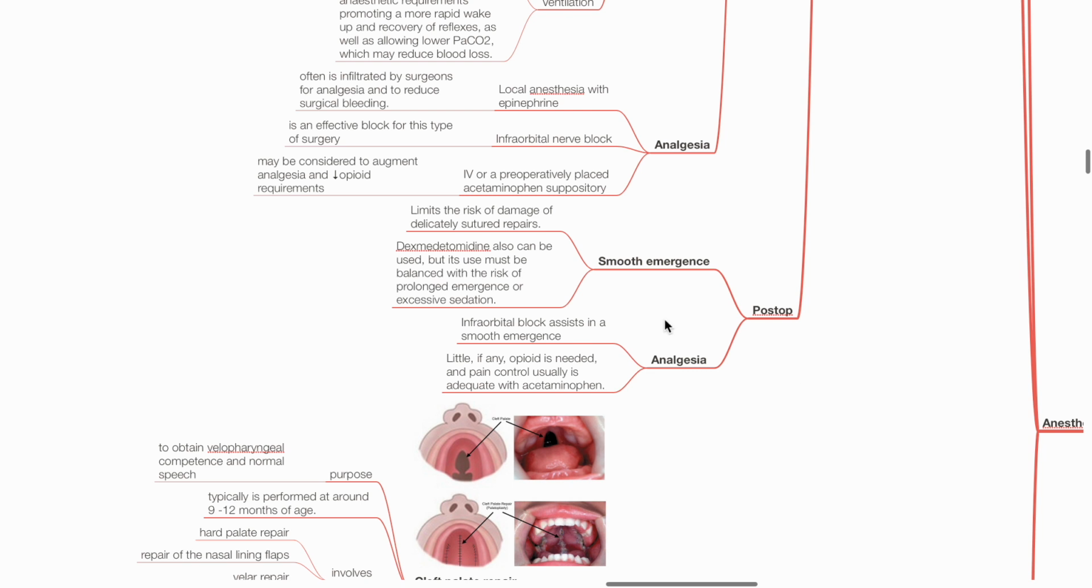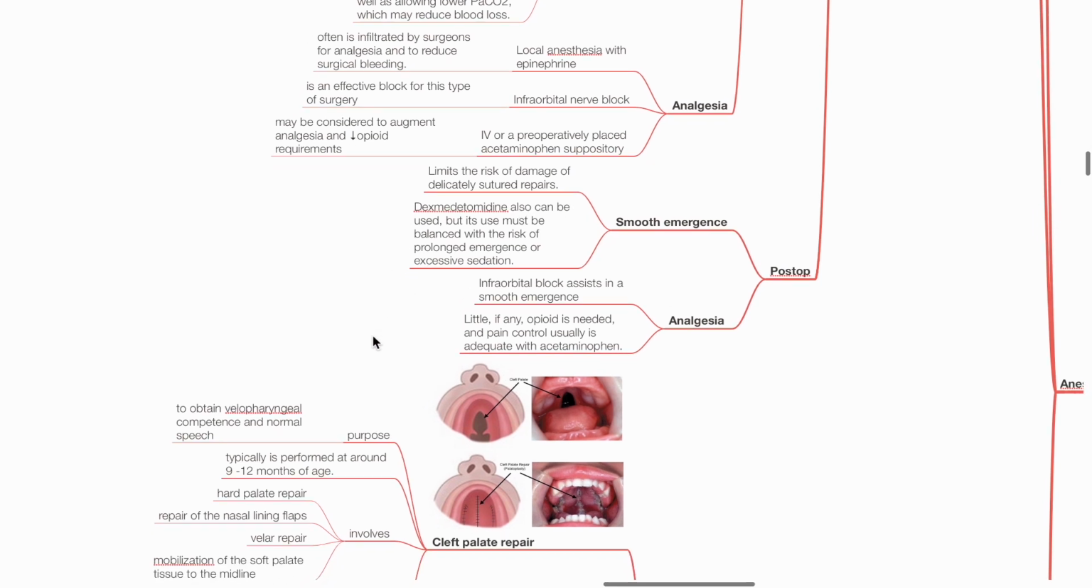Postoperatively, ensure smooth emergence to limit the damage to delicately sutured repairs. Precedex can be used. Regarding analgesia, infraorbital nerve block assists in smooth emergence. Little if any opioid is needed for cleft lip repair. Pain control is usually adequate with paracetamol.